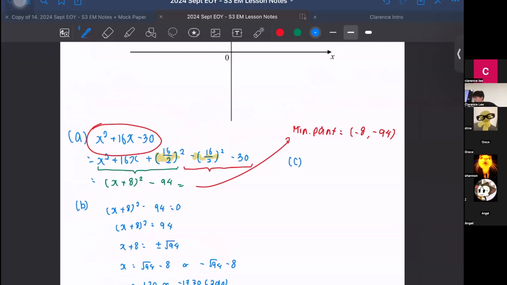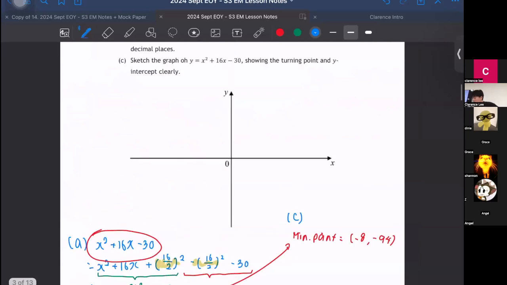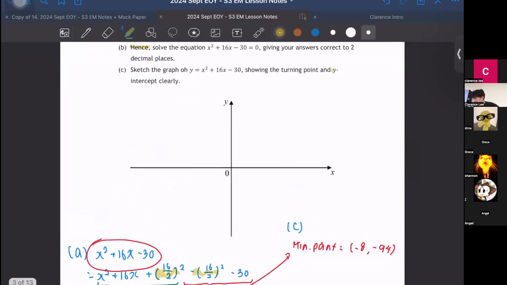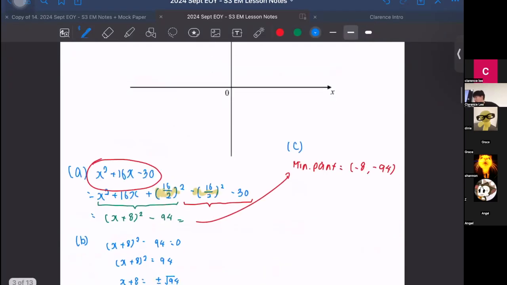Part C asks me to sketch my graph showing my turning point and my y-intercept clearly. So take note. If the question didn't say x-intercept, even if you don't put your x-intercept, you won't get deducted any marks. So take note of the instructions in the question. They say y-intercept. So y-intercept means x must be equal to 0, so y will just be equal to −30.